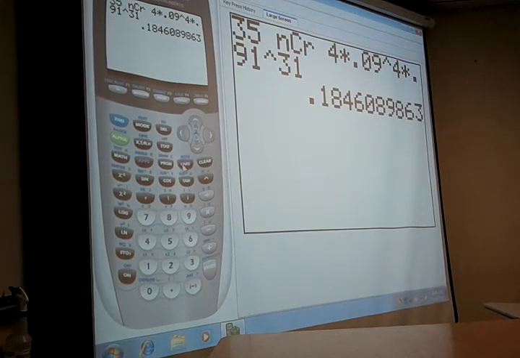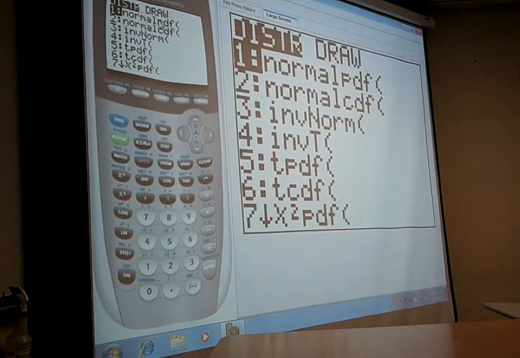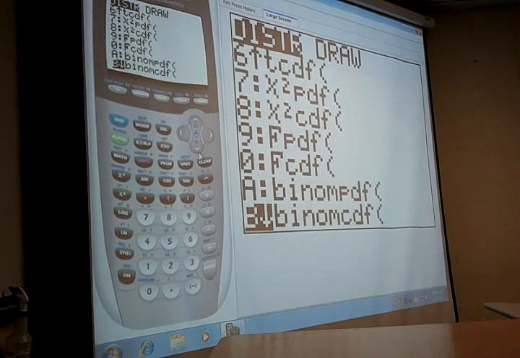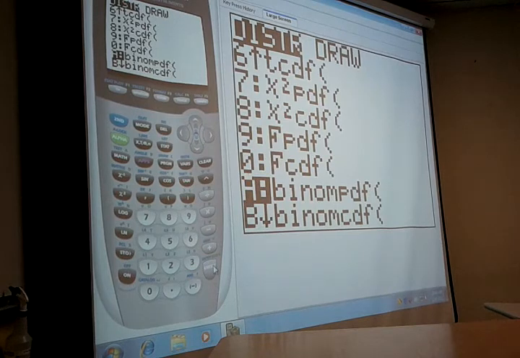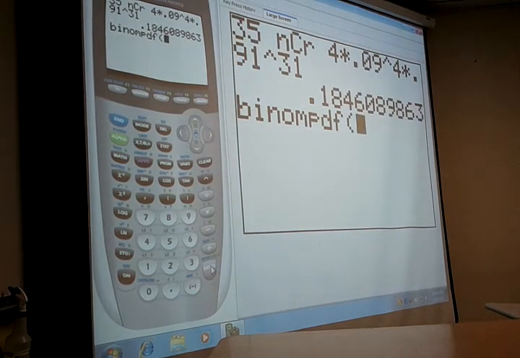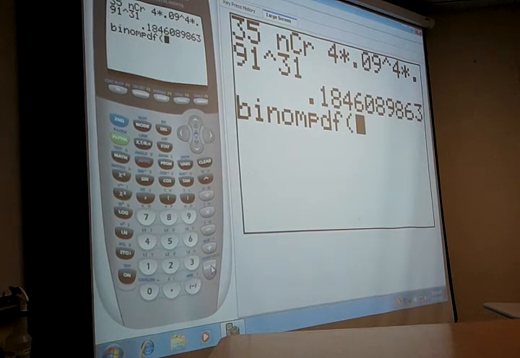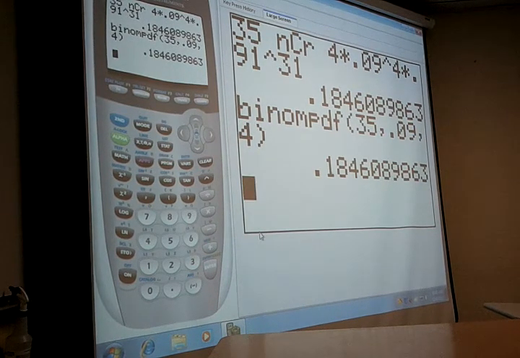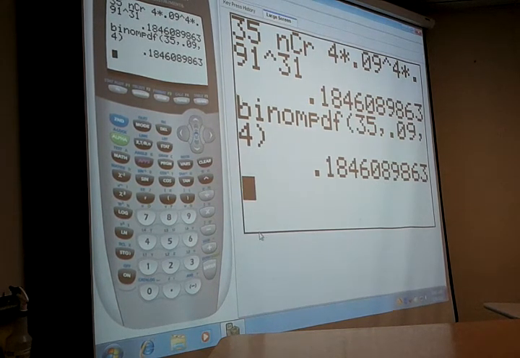If you hit second distribution, notice the first couple that I pointed out a while back, but we never really used. Then I want binomial PDF. It might be in a different place on your list; for me, it's A. Who remembers what the inputs were? Which one of these do I not need to tell the calculator? Q, because it can figure it out on its own. So it's just n, p, x, in that order: 35, comma, 0.09, comma, 4. And thank God it's exactly the same answer as this formula, because that's basically what the calculator does. Second vars gets you up to distributions.